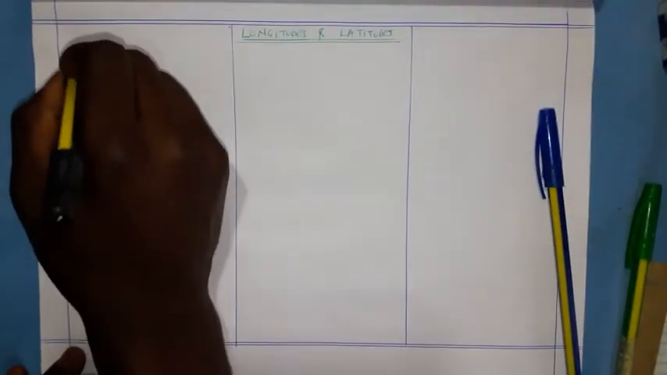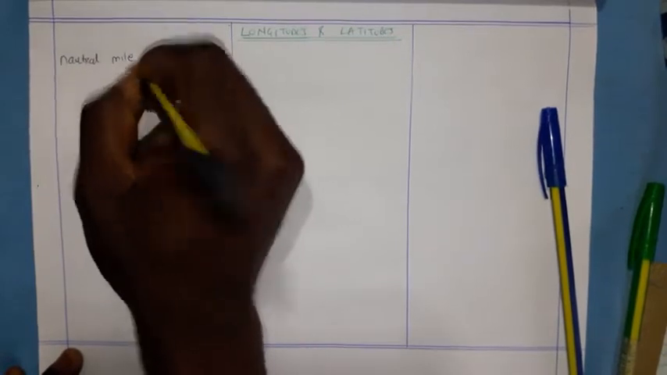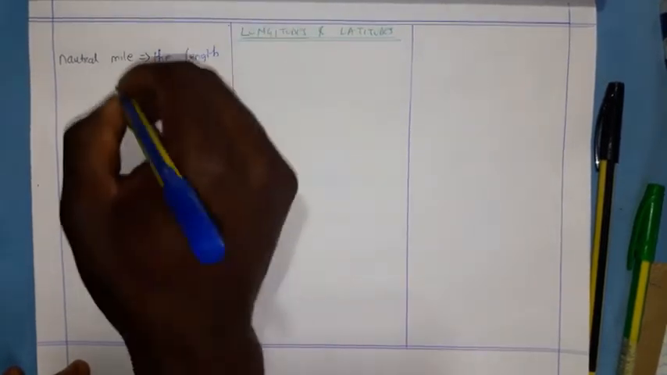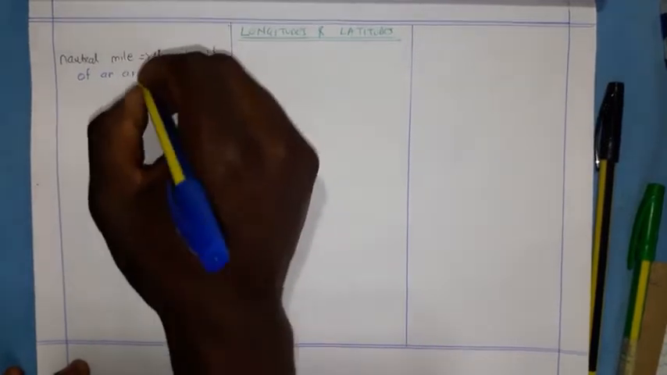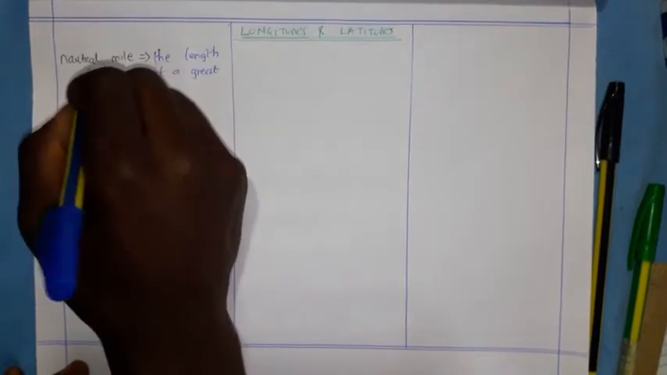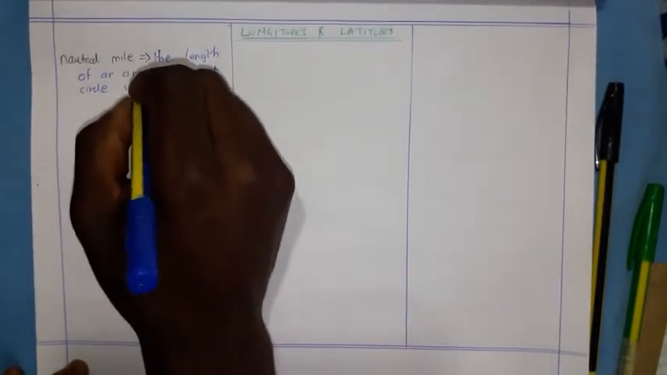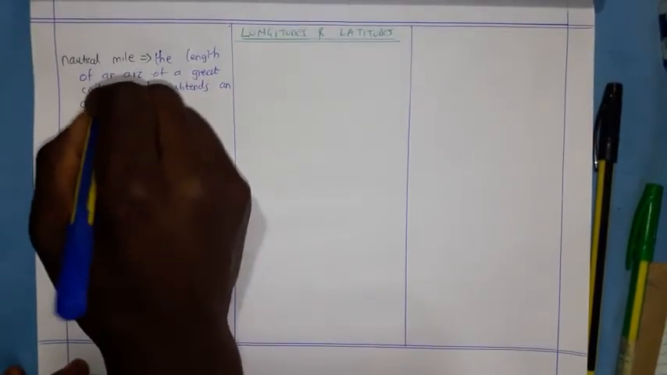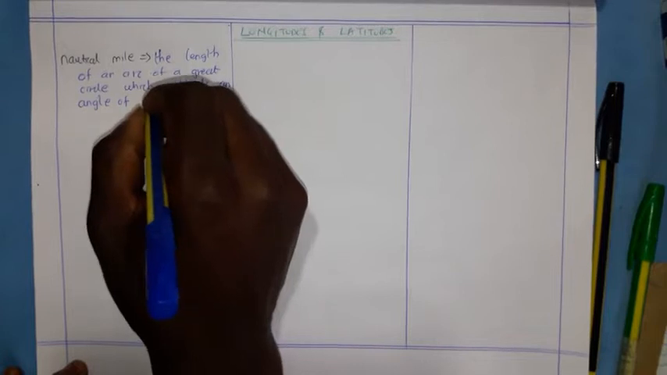Distance between 2 points in nautical miles. Now, from definition, a nautical mile is the length of an arc on a great circle which subtends an angle of 1 minute at the center of the earth. That's a nautical mile. So I can simply write it down very quickly. Nautical mile: it is simply the length of an arc of a great circle which subtends an angle of 1 minute.